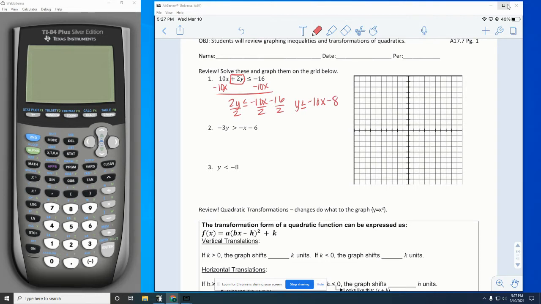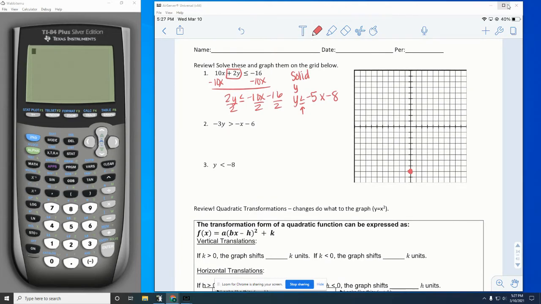To graph this one, we're going to start at -8. Sorry, that's a 5. We're going to start at -8. 1, 2, 3, 4, 5, 6, 7, 8. This line is going to be a solid line. Remember, the line under the inequality tells you it's solid. If there is no line, it's dashed. And then y is less than or equal to -8.